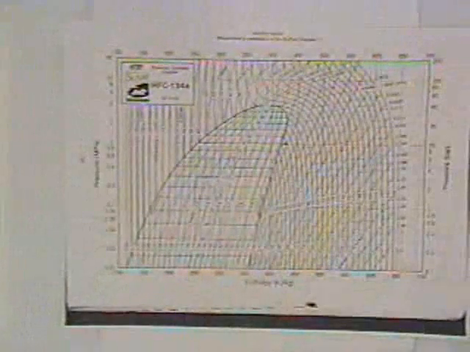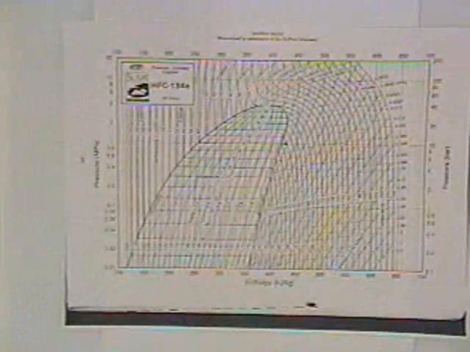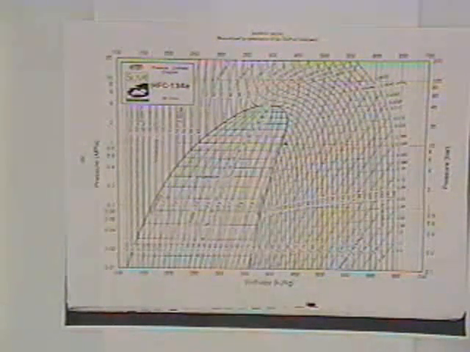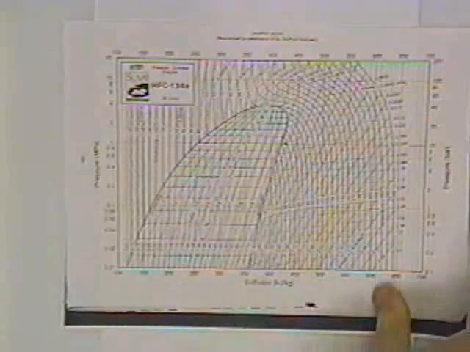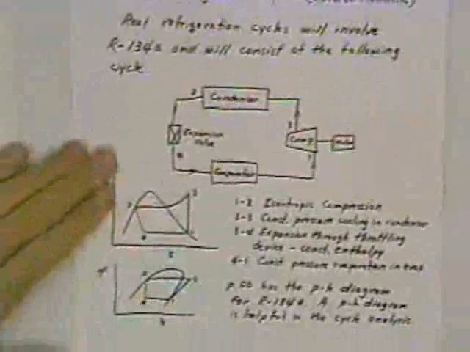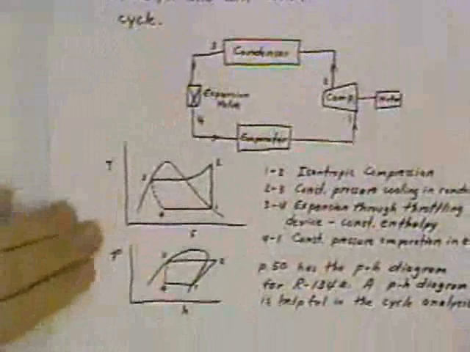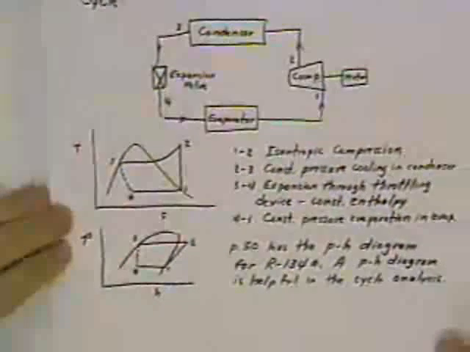This is a direct page out of your text on page 50. It's the HFC 134A refrigerant. This is the pH diagram, and so we'll go through a sample problem using the pH diagram here, and you can see how the analysis will take place. But you don't have the pH diagram in your notes, because we're just assuming you've got the reference manual to be using here.